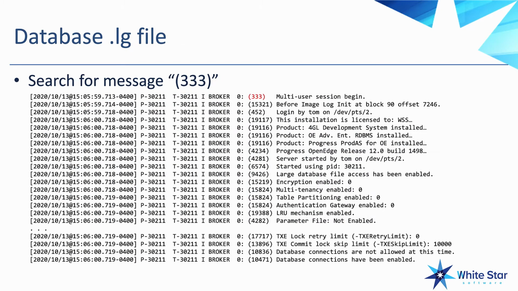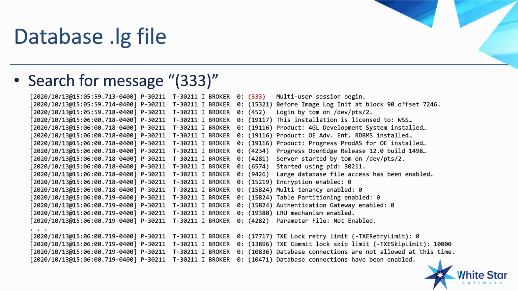Now, the database log file itself has a record of what the startup options were that were used to start the database the last time it was started up. Basically, just open the log file with any text editor, search for message 333, and then the next, well, it depends a little bit on what version of Progress it is because there are more and more parameters with every version. But the next 100 to 200 lines of text will be the startup parameters that were actually used to start up the database.